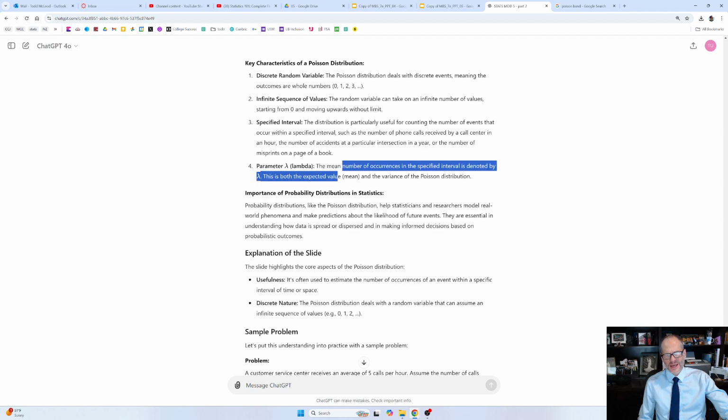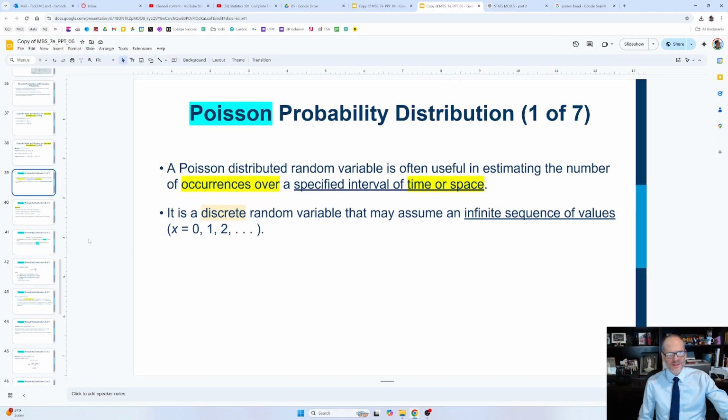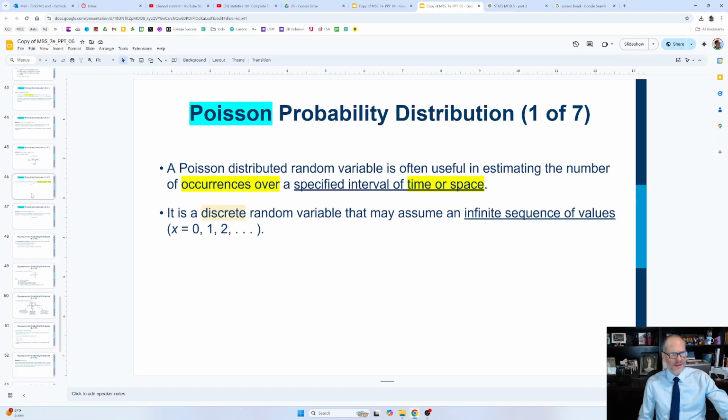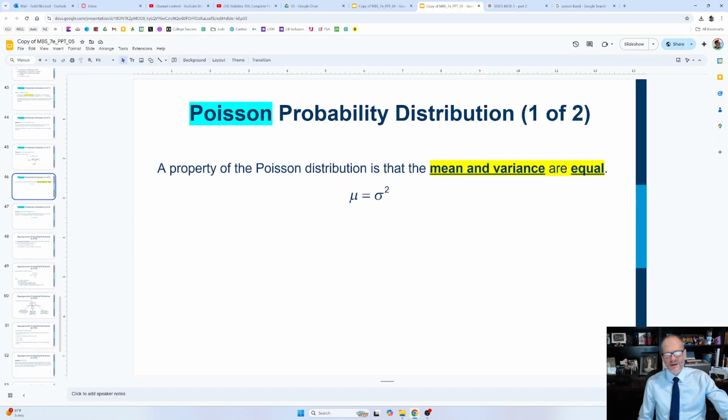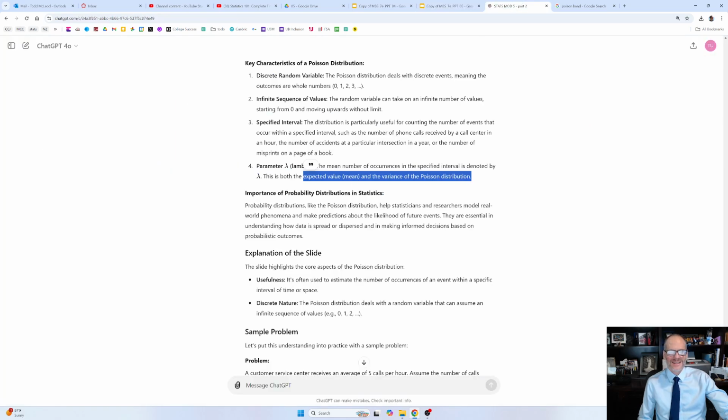This is both the expected value, the mean, and the variance of the Poisson distribution. So one of the properties of a Poisson distribution is that the mean and the variance are equal. And again, this was created by people who got their doctorates in statistics. So why is the mean equal to the variance for Poisson distribution? That's a subject that's left for more advanced courses.